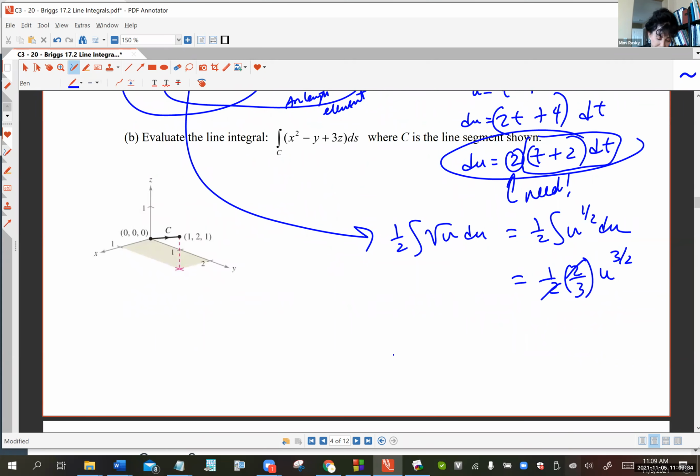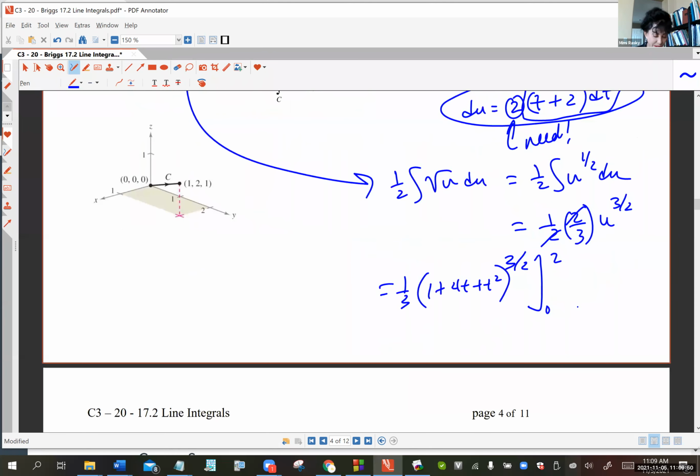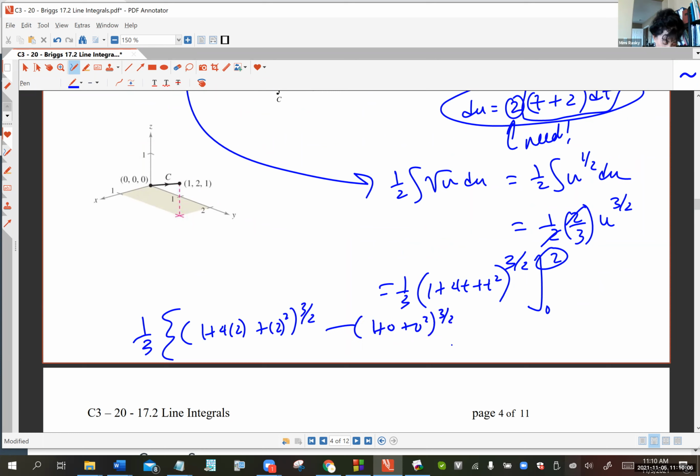And then I can do a little bit of simplifying and then back substitute my u, which I know wasn't pretty, 1 plus 4t plus t squared, yuck. And then I'm going to evaluate this antiderivative between the limits. Yikes, okay. Substitute your 2 first. I'm going to keep the 1/3 out in front. So I have 1 plus 4 times 2 plus 2 squared to the 3/2. Minus, and then substitute the 0. Be careful because it doesn't always go to 0.